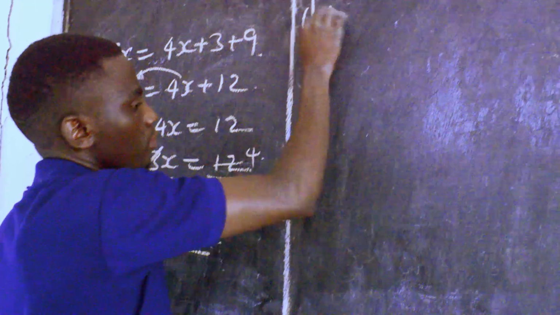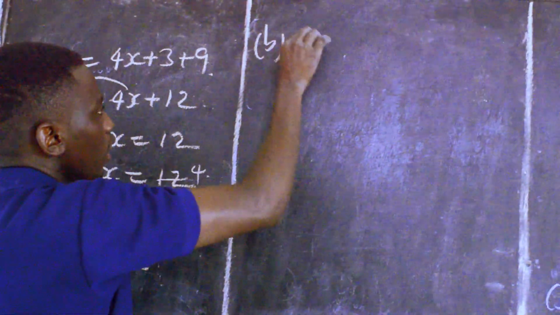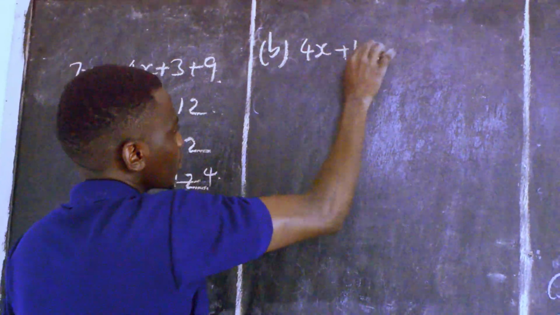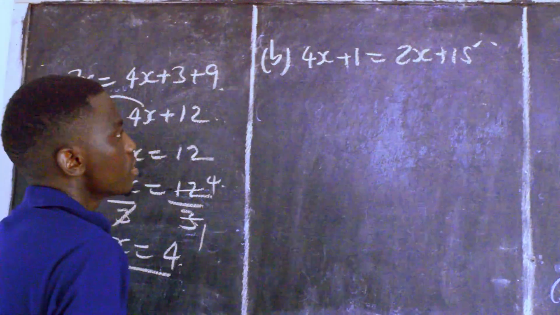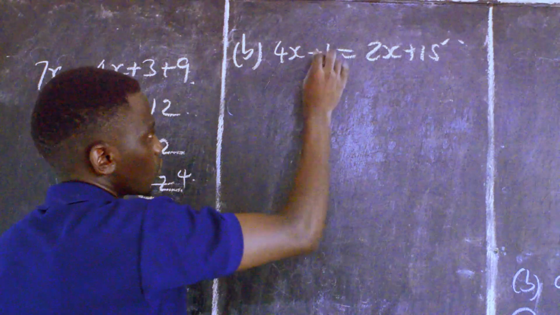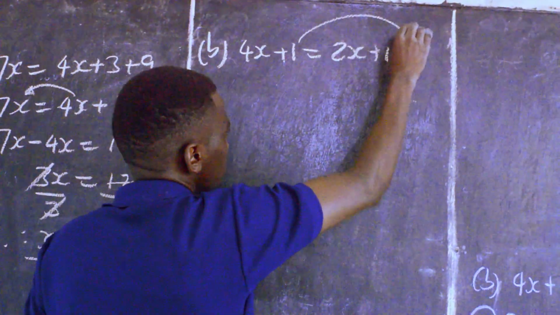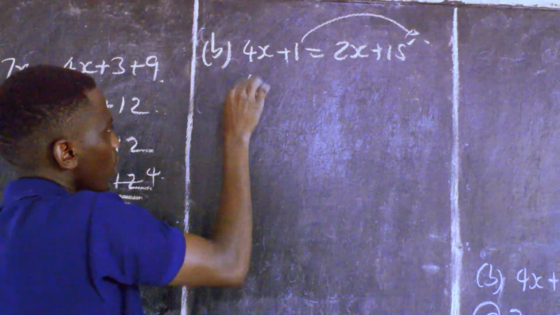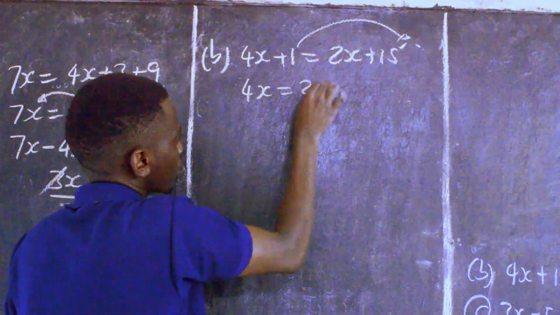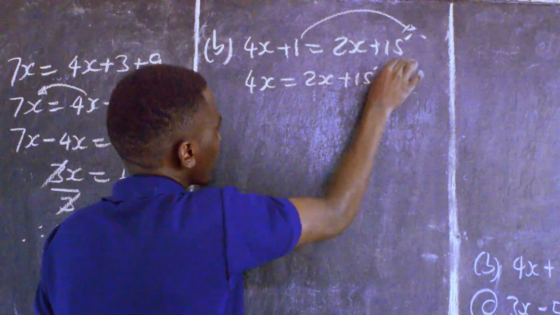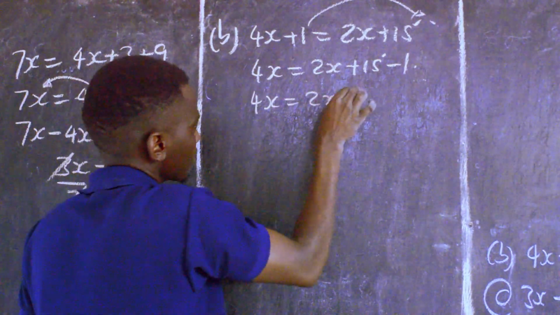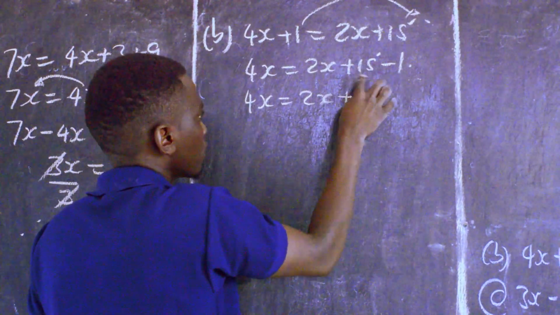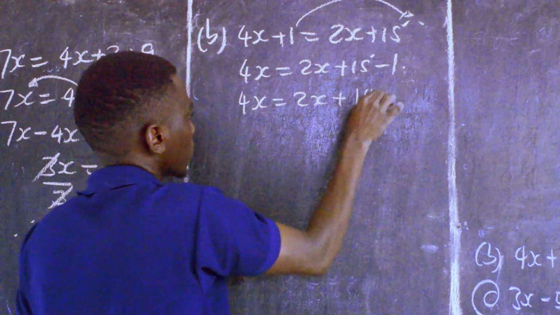But B, you have 4x plus 1 is equal to 2x plus 15. So this 1 here is positive. Once it comes on this side, it becomes a negative. So 4x will be equal to 2x plus 15 minus 1, here you get 14.